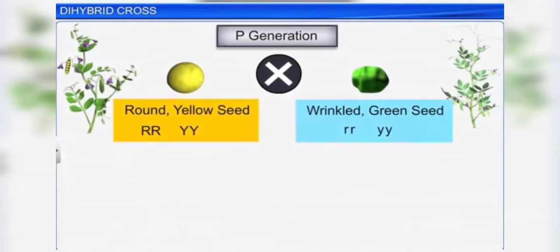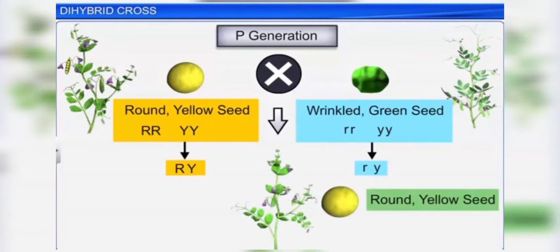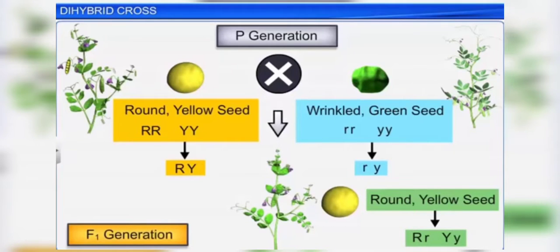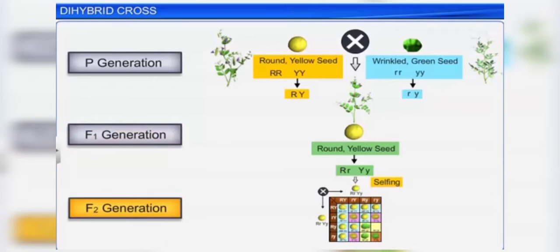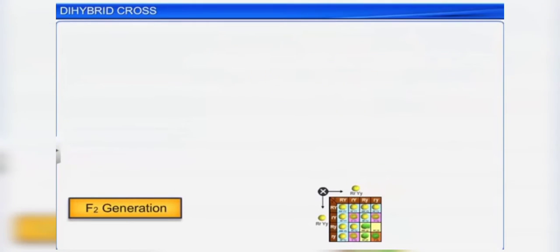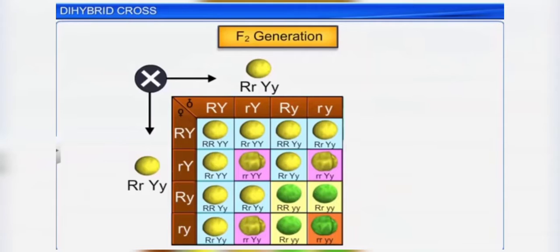On crossing the plants, the gametes capital R, capital Y, and small r, small y unite to produce yellow and round seeds with the genotype capital R, small r, capital Y, small y in the F1 generation. Mendel further self-pollinated the plants obtained in the F1 generation to produce the F2 generation plants.